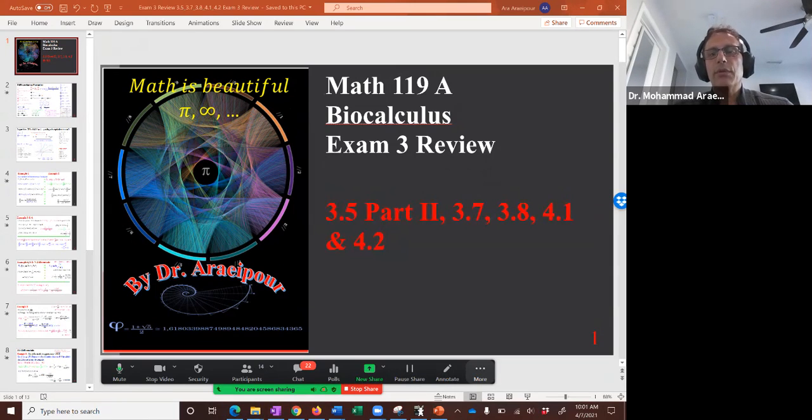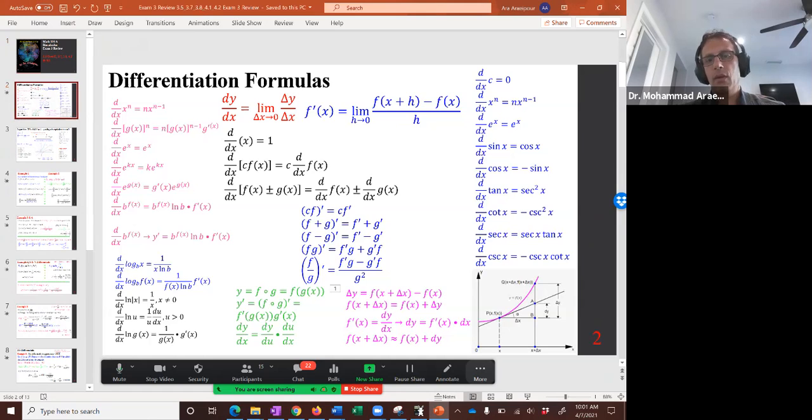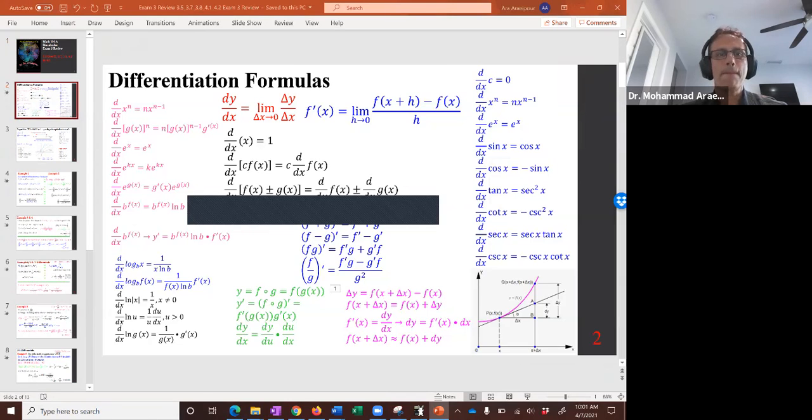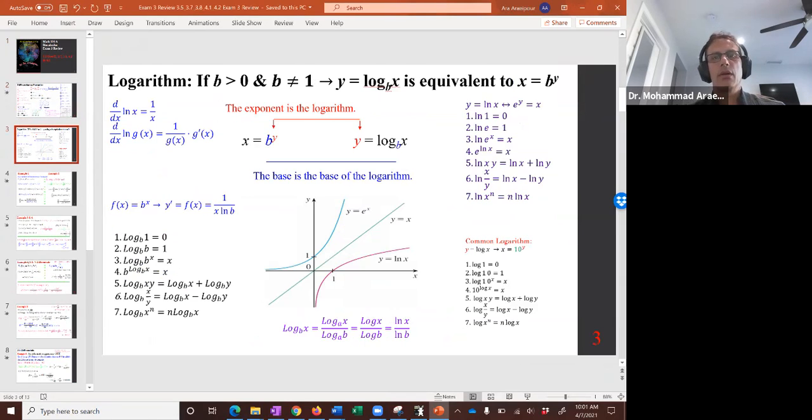We are looking at exam 3 review, which covers section 3.5, the second part, all the way to section 4.2. Let's recap what we covered already. We need to be comfortable with differentiation formulas and logarithmic properties.